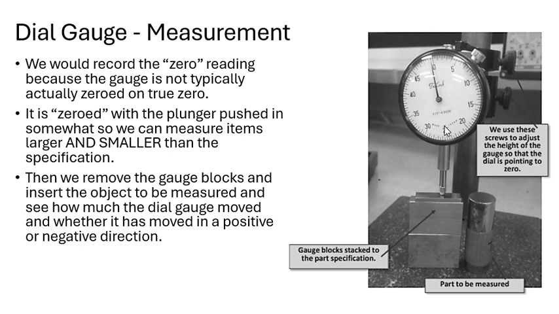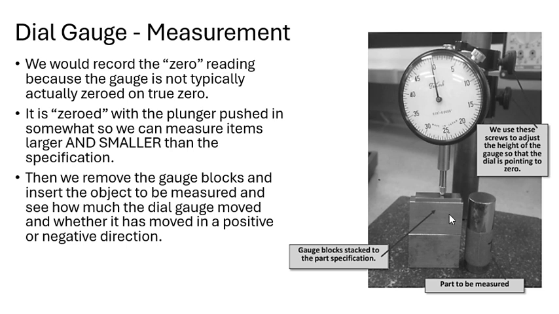so we can measure items larger and smaller than your specification. This is kind of bulky in writing, but in reality we're just setting the gauge, and then we make sure that this little tiny pointer is at 0. Of course, we're going to play with the plunger in order to get the pointer to the 0 mark on this dial.